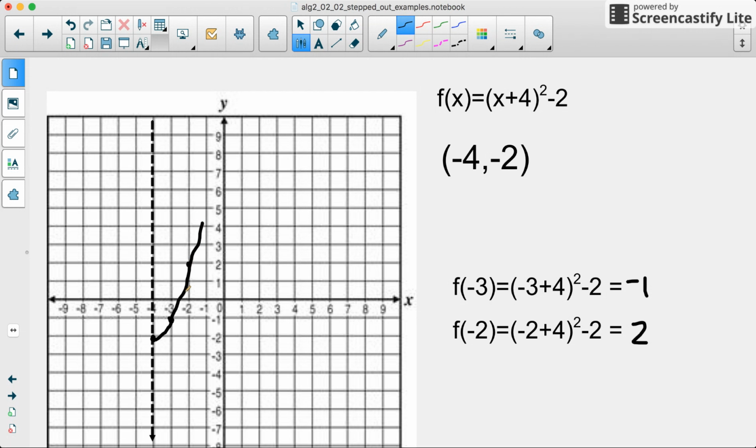The thing is, now that I have this point and this point, because quadratics are symmetrical, I can also note that there's a point over here, and there's also a point over here. So I can sketch in with those points too, and then there's my quadratic.